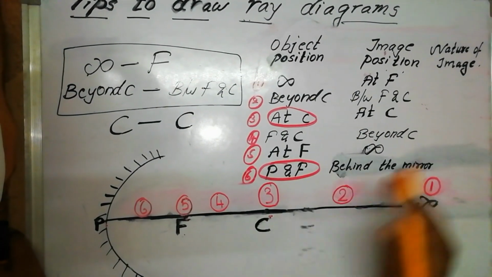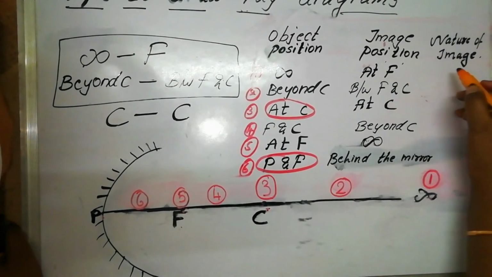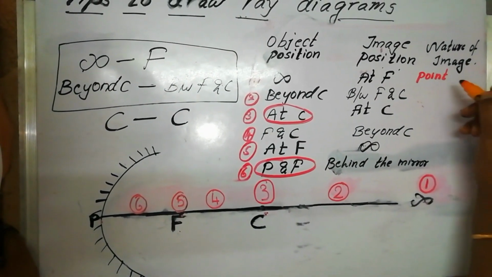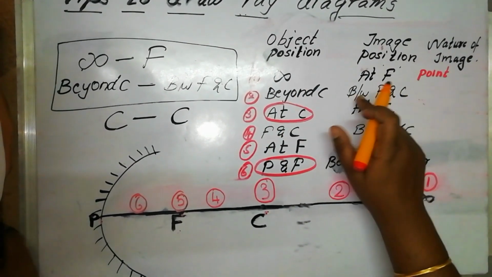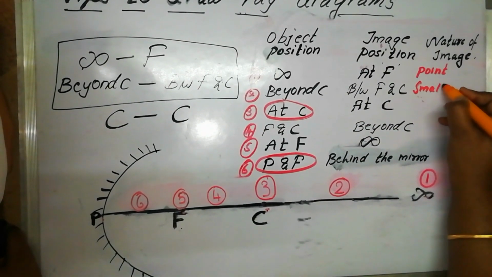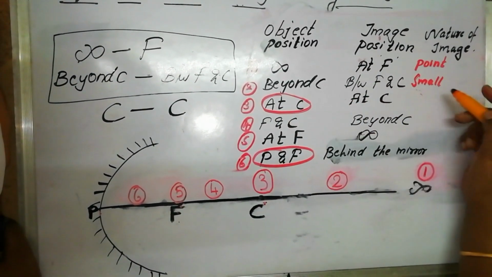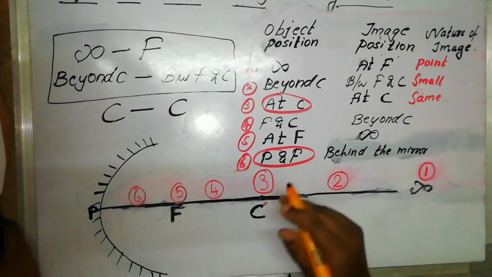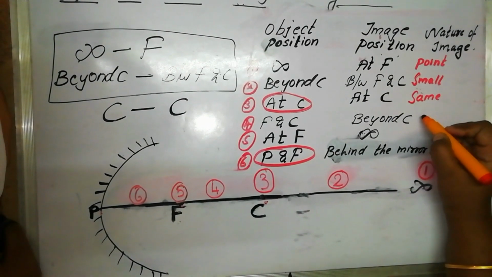Now let's see the nature of image. At infinity, we get an image at the focus. That will be the size of the image. It is a point sized image. When the object is beyond C, the image is formed between F and C, that will be diminished. Again, it is a small size image. Now at C, we will get the image at C which is the same size as that of the object. Now when the object is between F and C, we get an image beyond C which will be a bigger image.